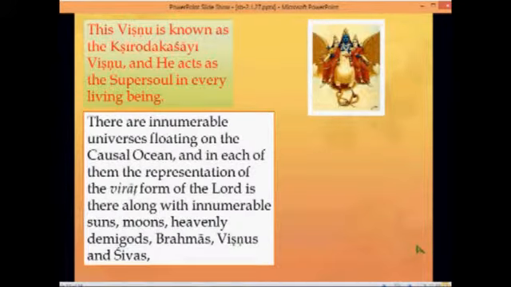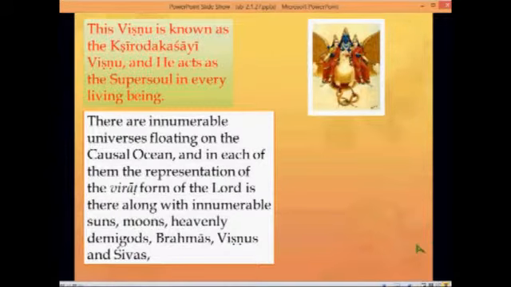Looking at it as far as we understand, on the Kshirodakshayi Vishnu is the Hiranyagarbha form, the golden egg, and on that is the Virat Roop, which is described as the legs. You know, the Mahitala are his legs, the so-and-so are his so-and-so, like that.